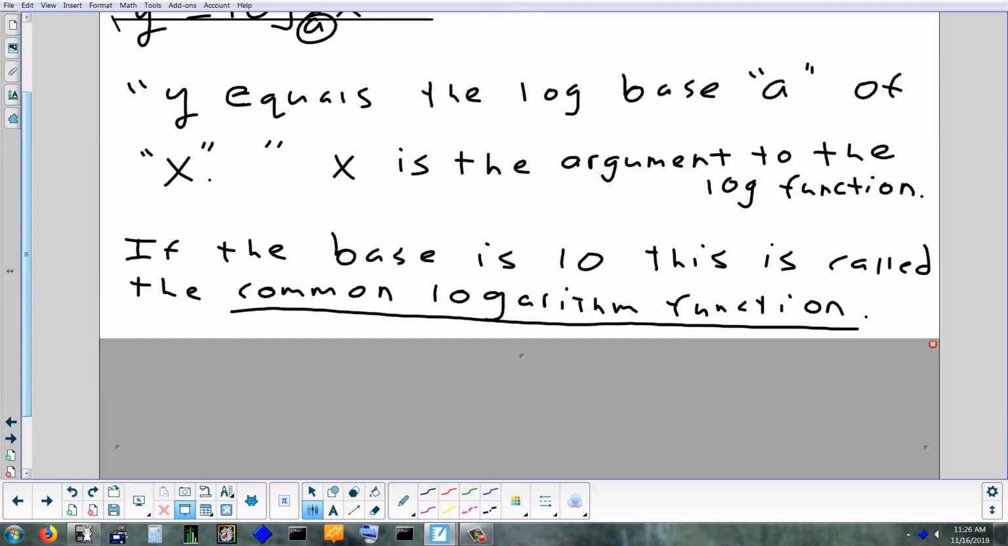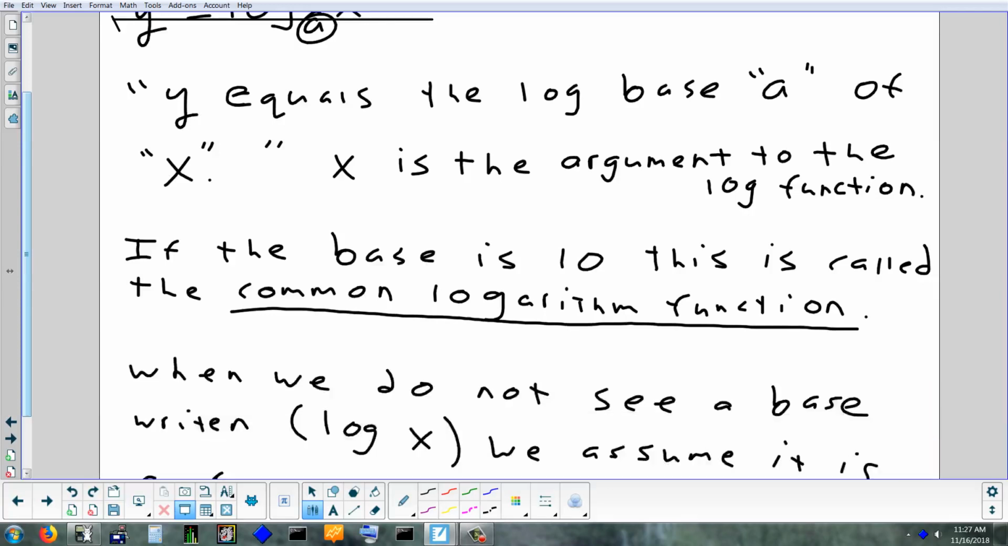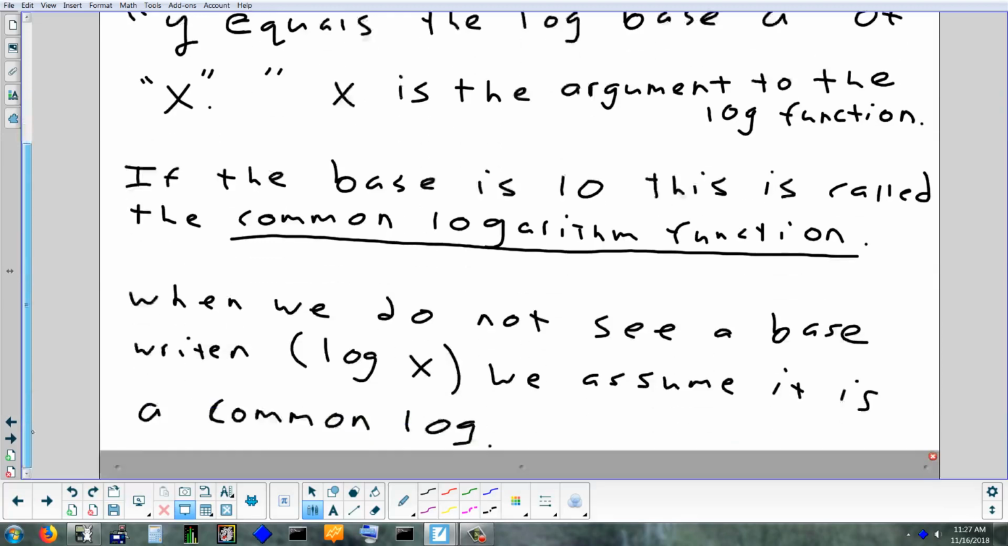Aren't all logs based off of 10? Yes. If you don't have something written, if you just see the word log all by itself, we assume that it is a common log. So if I just write down on paper, find the log of 5, and you're like, wait, you didn't put a base. You're right, I didn't. So when there isn't one, you assume it's 10. Just like in algebra, when you have an x with no number in front, we always assume it's a 1.